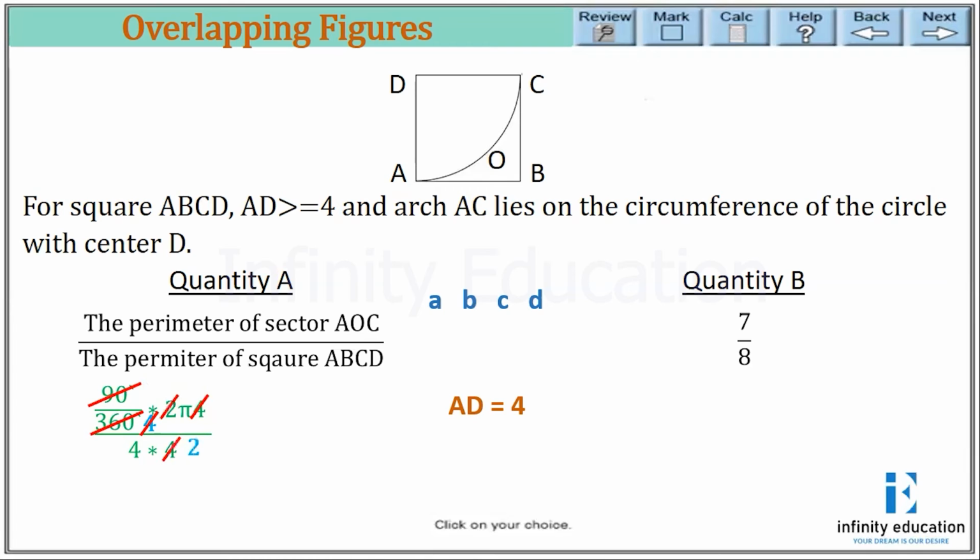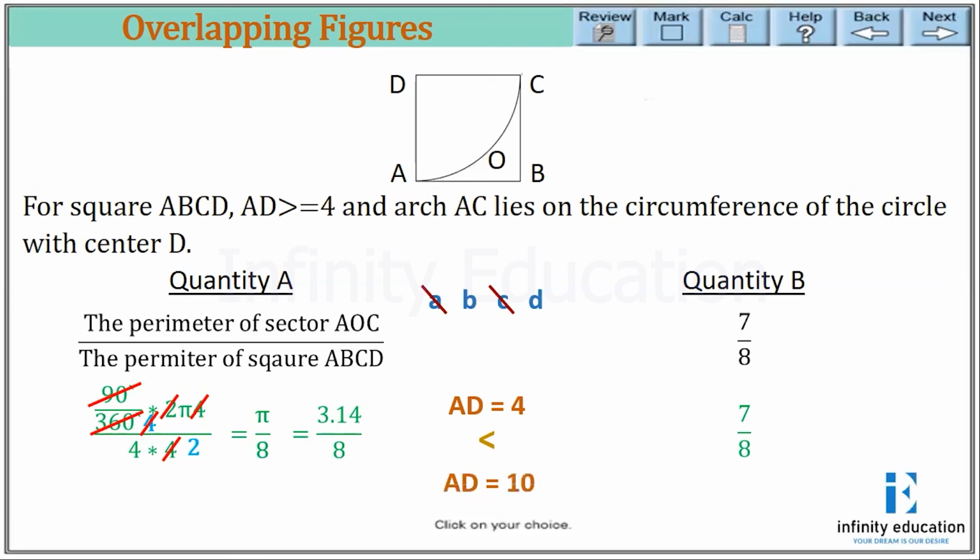it will look like this: pi by 8, that is 3.14 by 8, and quantity B is given as 7 by 8. So quantity B is greater. So out of A, B, C, D, I can eliminate A and C. Now I must not stop here. I must try one more value for AD.